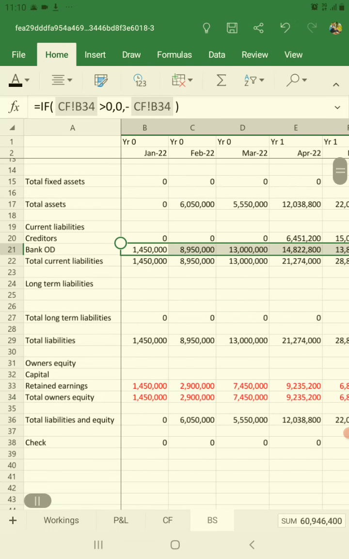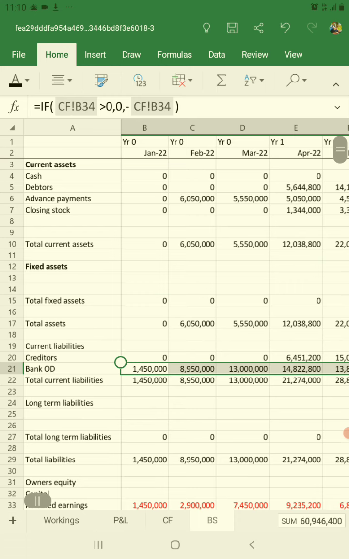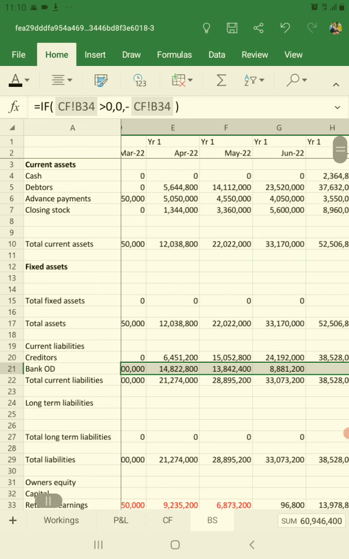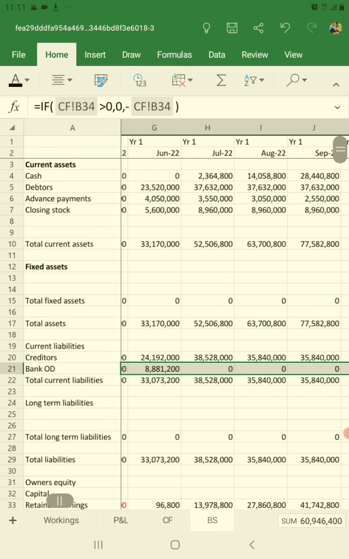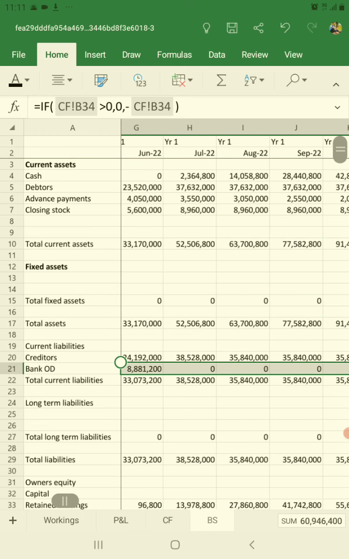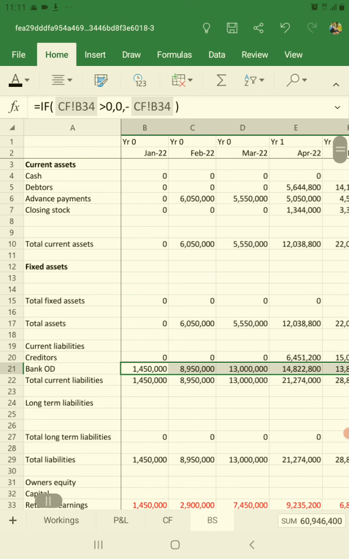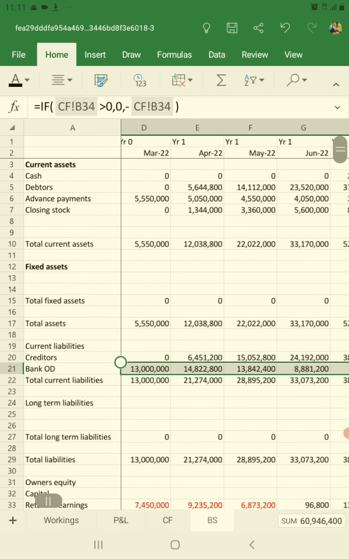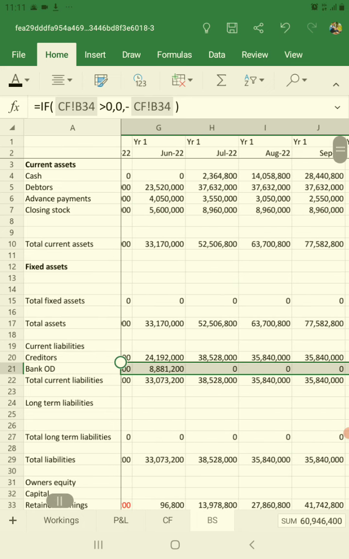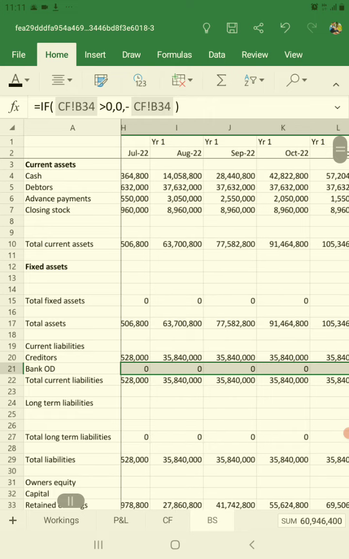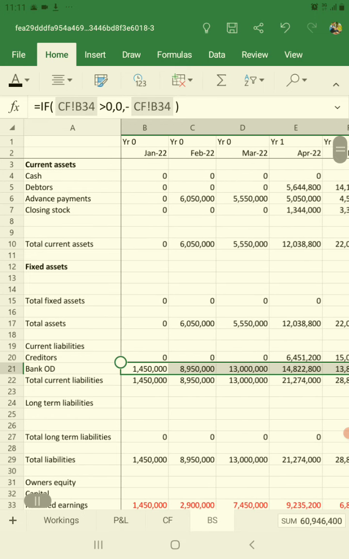Okay, so we are now done. In the cash flow, we don't have negative numbers. When the cash inflows are less than cash outflows, we have 0 for the cash, and when it's greater, we have a positive figure here. And when we have 0 for the cash, we will have a bank overdraft figure. That is the shortfall. When we have positive cash flow, the bank overdraft is 0. So this is how you model bank overdraft requirements.